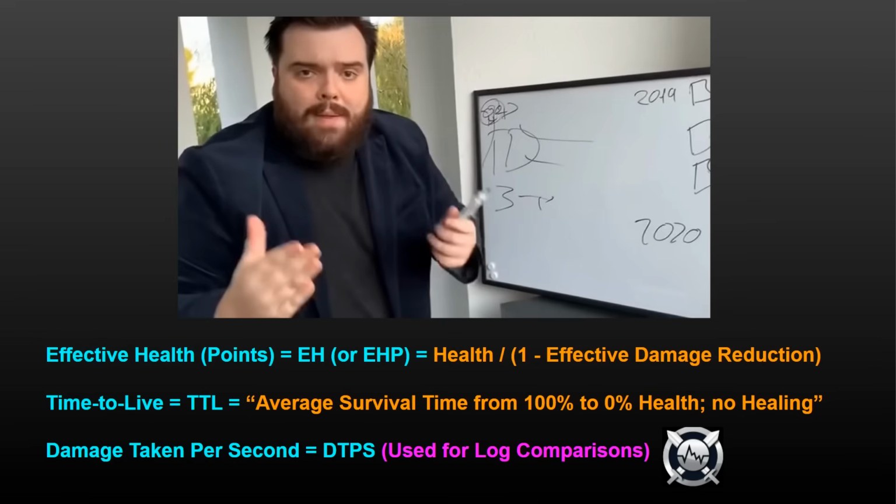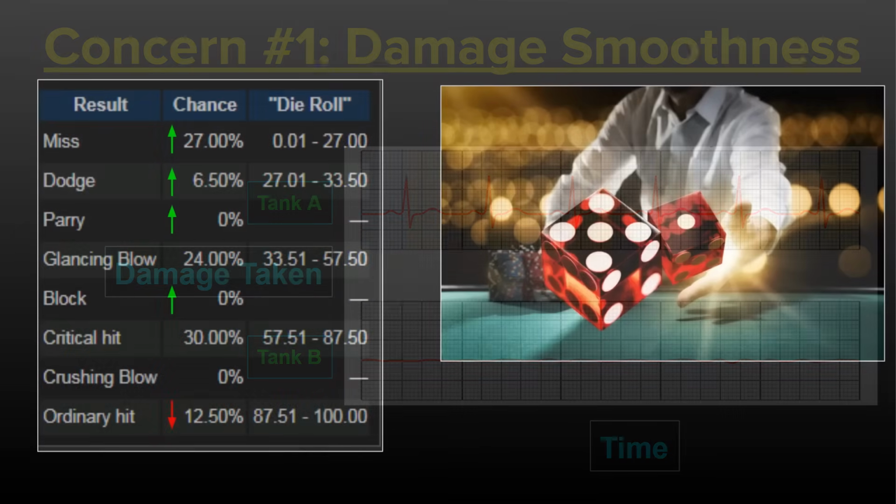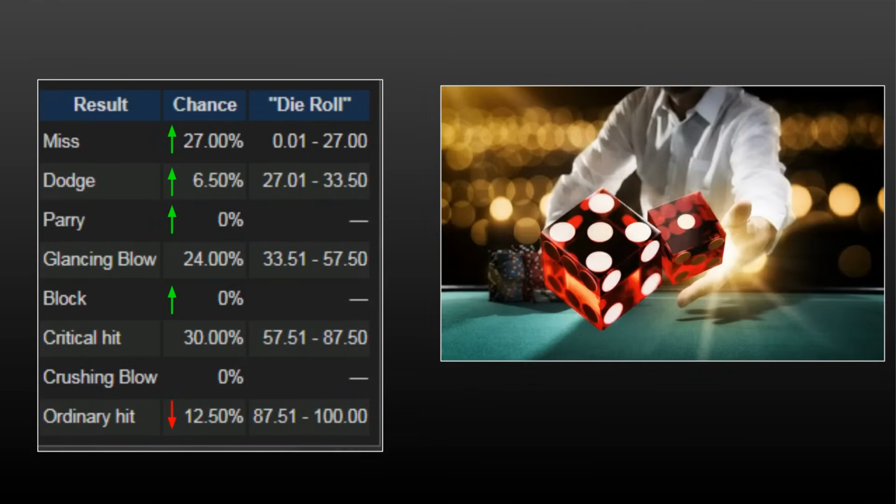That said, this brings up the first community concern with some of these early metrics, which has to do with damage smoothness. Even if you had two tanks that had similar effective health or damage taken on average, a number of players advocated that there was value in having damage intake be more predictable for any given amount of effective health or damage taken. One way this took shape was in players paying special attention to the hit table.